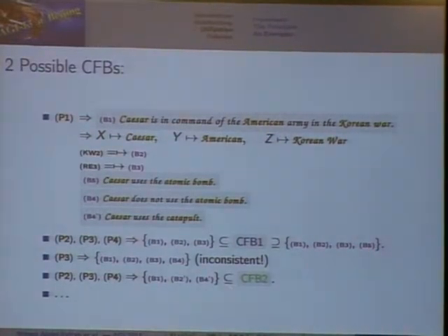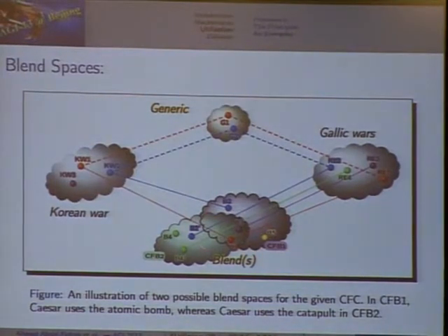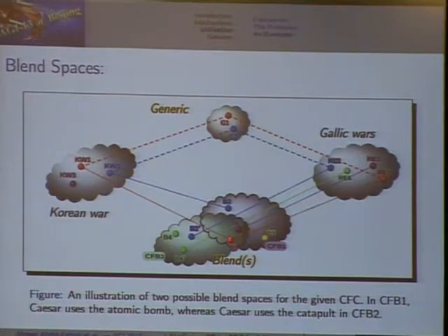Some blend constructions might result, some of them are maximal, some are not, some are consistent, some are inconsistent. So according to this analysis, you might, for example, give rise to several blends. Both of them contain the antecedent of the counterfactual, and in one of them, it's true that Caesar uses the atomic bomb, whereas in the other, it's clear that he uses the catapult. So both arguments might be called reasonable according to our analysis.